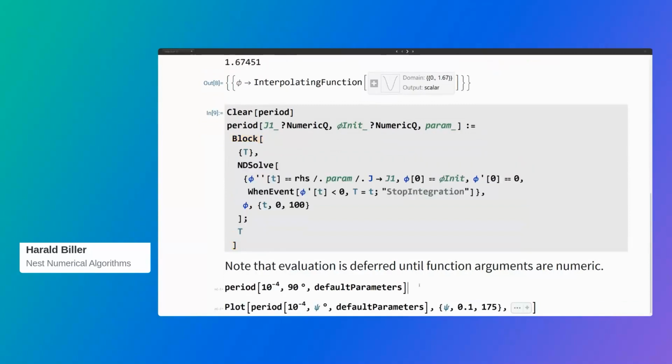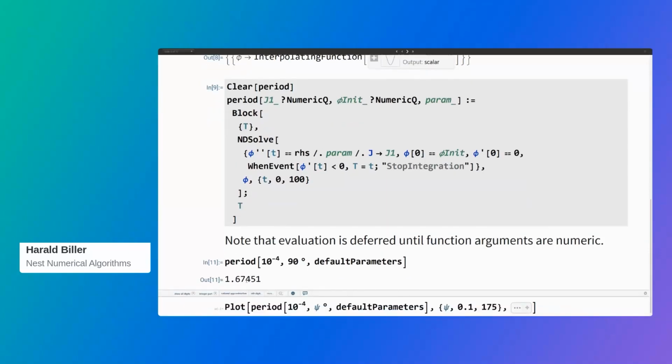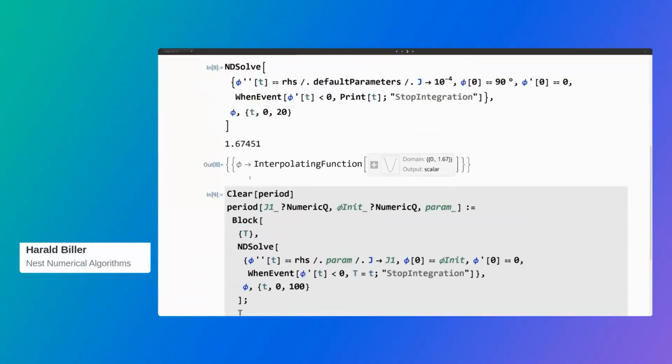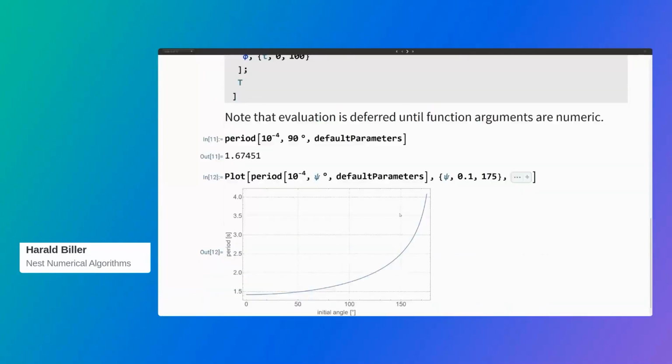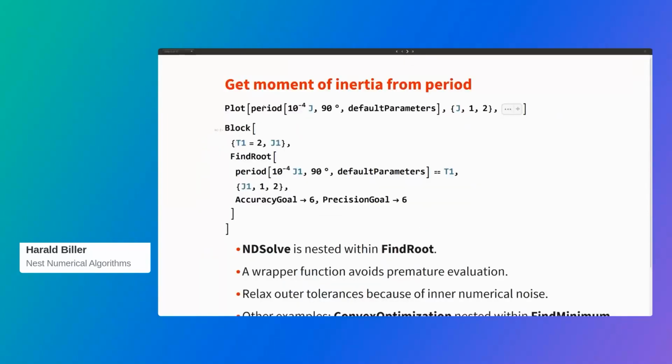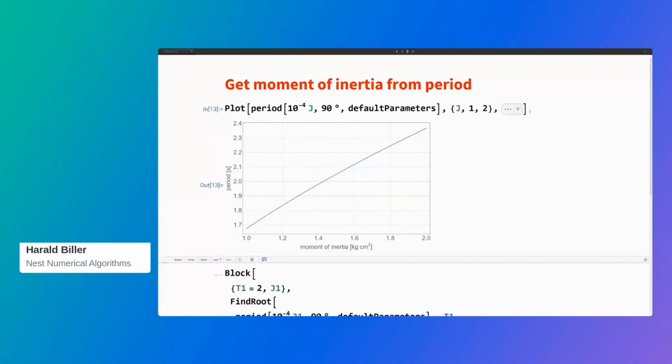So when I evaluate that function with the same inertia and angle as before, I get the same period as before, but now I can also let one parameter run, for instance, the initial position. Notice that in this nonlinear oscillation, the period depends on the initial position. And the other thing is I can run the inertia. So now I get the period for all inertias.